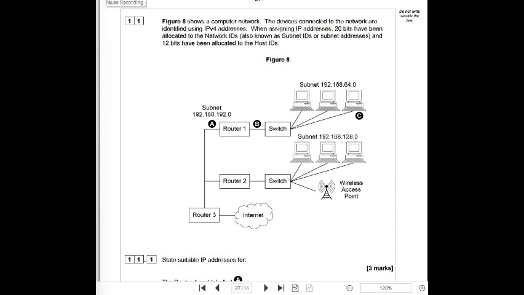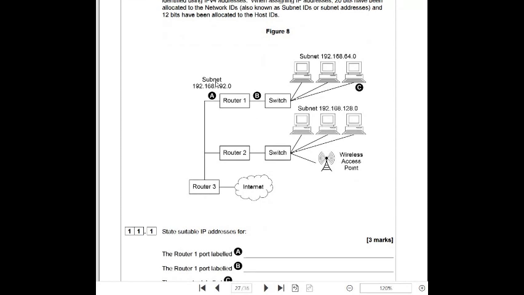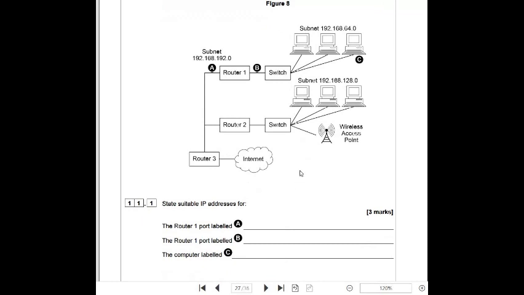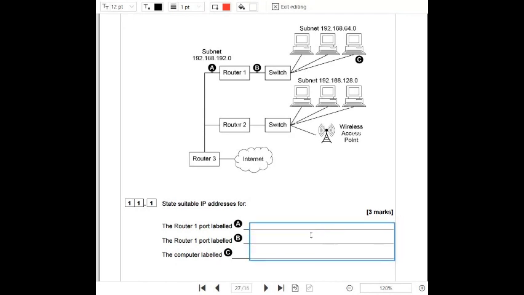So let's go on to question 11. So we've got a computer network. Devices that connect to the network are identified through IP version 4 addresses. When they're assigned, 20 bits have been allocated to the network IDs, and 12 bits have been allocated to the host IDs. So we need to state suitable IP addresses for router A, router 1, router 1 port labeled, and a computer labeled.